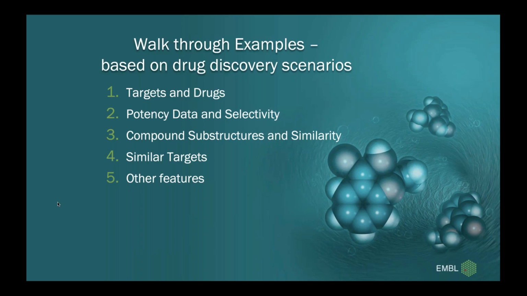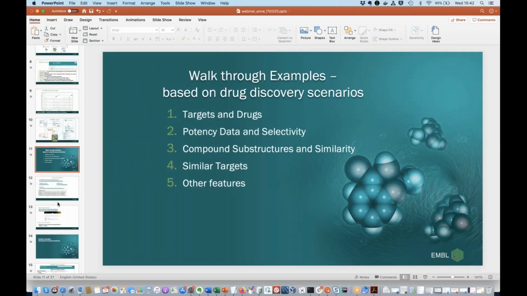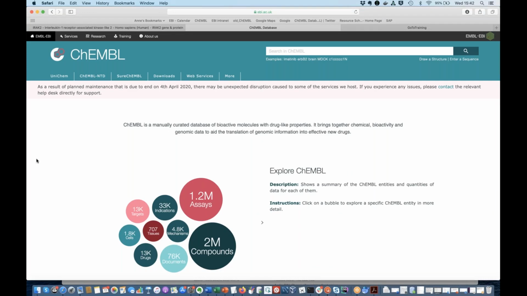What I want to do now is try and walk you through some specific examples of things that I think people working in drug discovery might want to do with the ChEMBL data, and in particular using the new interface, which for people who use the old interface, I hope you'll see that there's a lot of new things that you can do that you couldn't do very well on the old interface. So if you search for ChEMBL in Google, this is the landing page now.